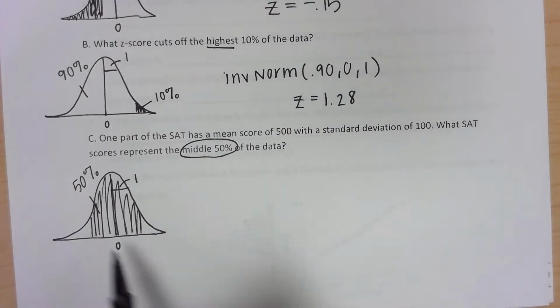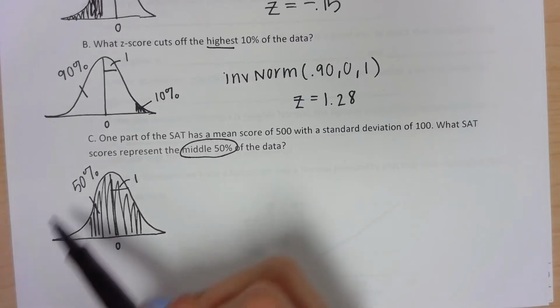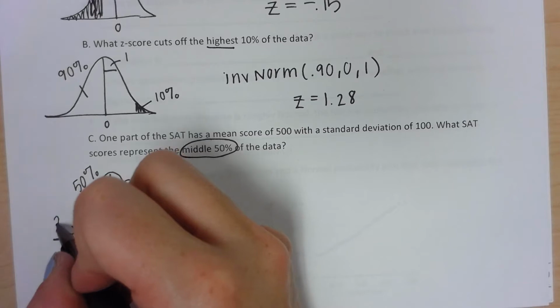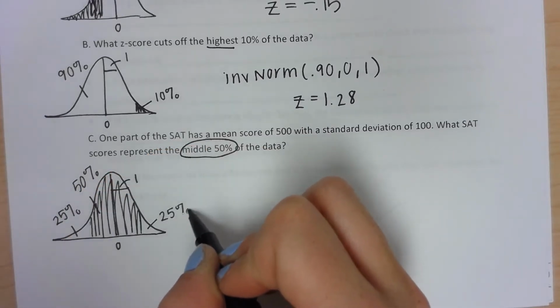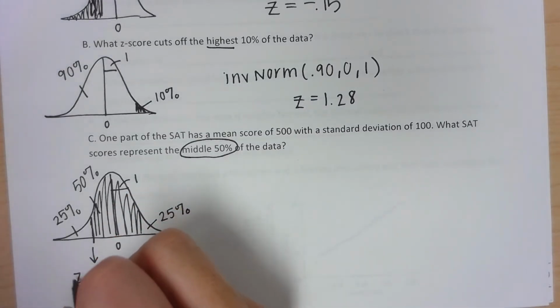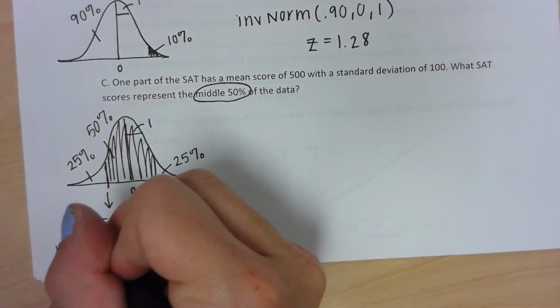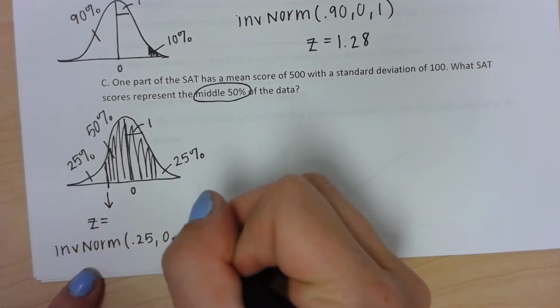Now your calculator is unable to calculate middle 50, so I'll have to figure out what's left over on this tail going to the left-hand side. Well, this whole thing has to add up to 100. 100 minus 50 gives me 50, and 50 divided by 2 leaves me 25% in each of these tails over here. So I'm going to start with finding this z-score over here on the left-hand side. To find that z-score, I would use my inverse norm of 0.25, 0, and 1.